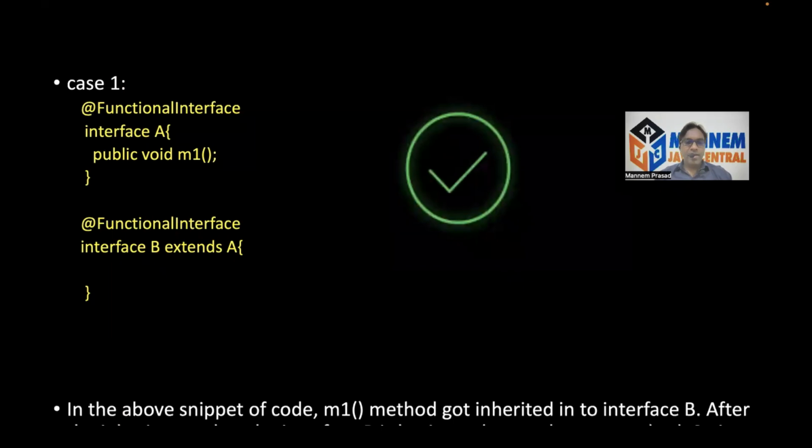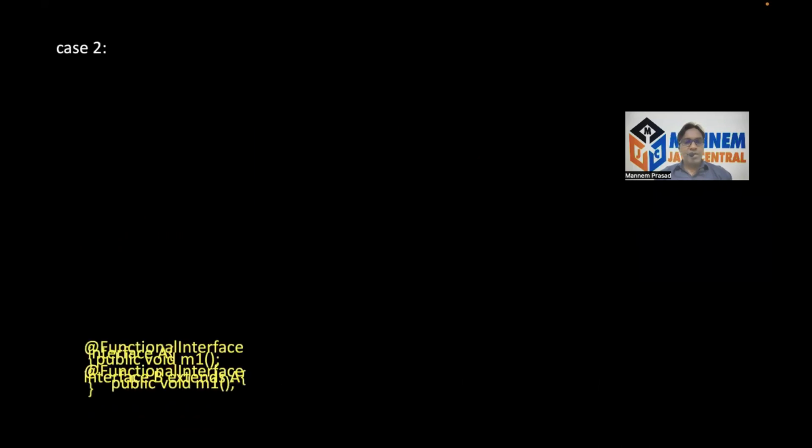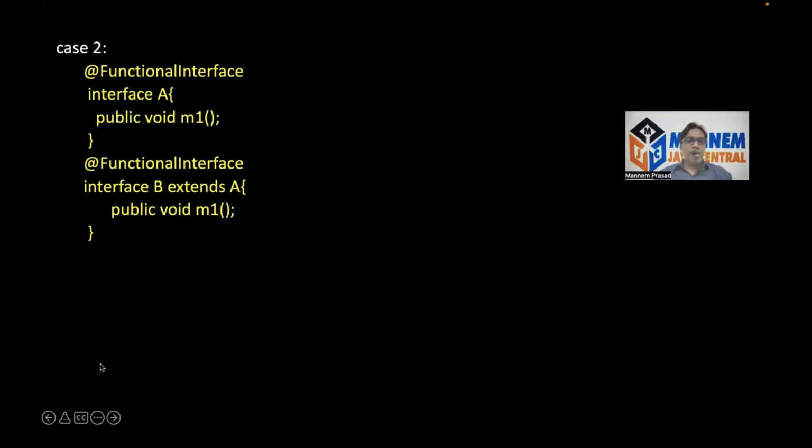See, this is valid, and I will provide the explanation for this. The M1 method got inherited into interface B. After the inheritance also, interface B is having only one abstract method. So in this case, interface B is a functional interface. Next, see whether this case 2 is valid functionality or not.